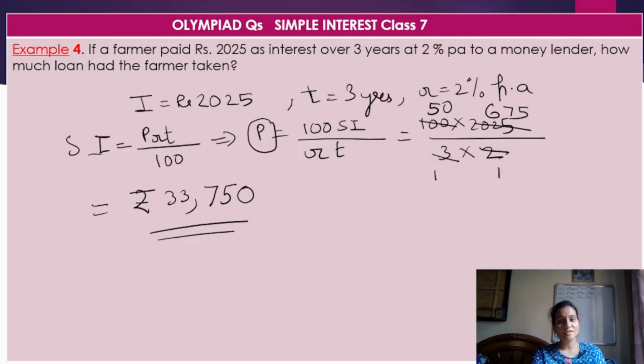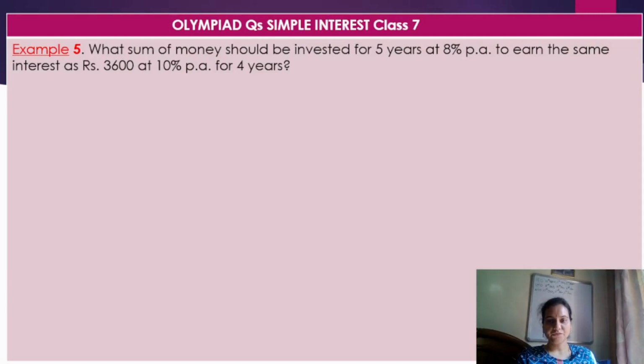Alright, so loan word से confuse नहीं होना है. All that we need to calculate in such a question is use the simple interest formula and find out the principal. Alright, let's start with a new question. What sum of money should be invested for 5 years at 8% per annum to earn the same interest as rupees 3,600 at 10% per annum for 4 years?